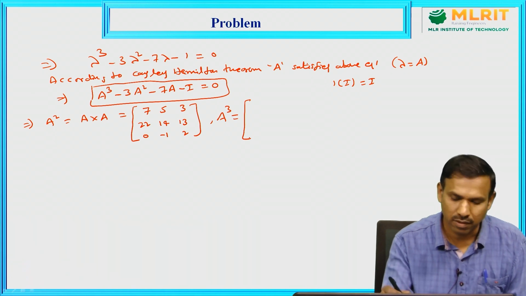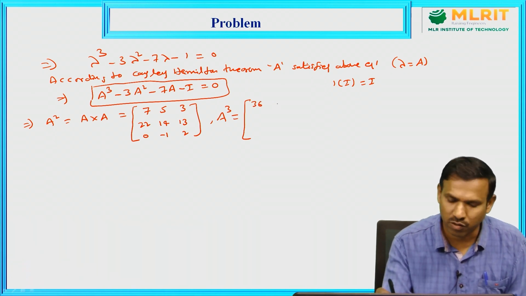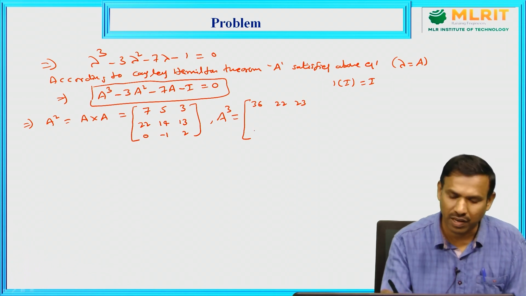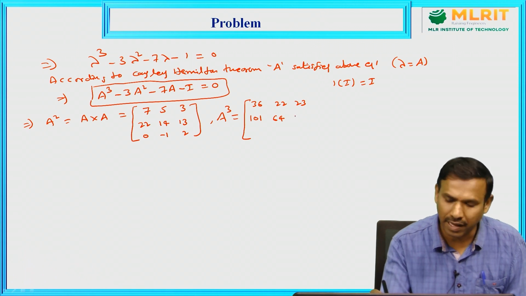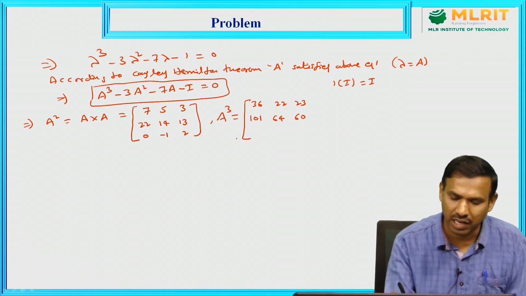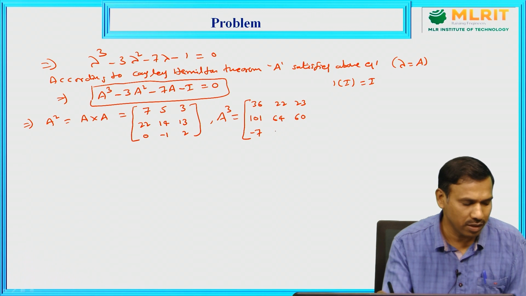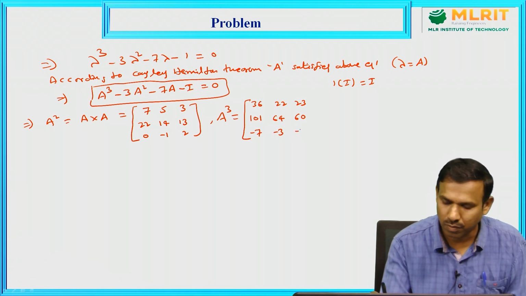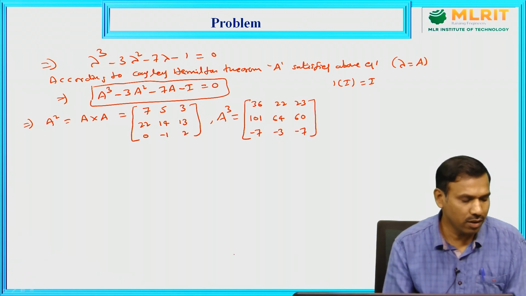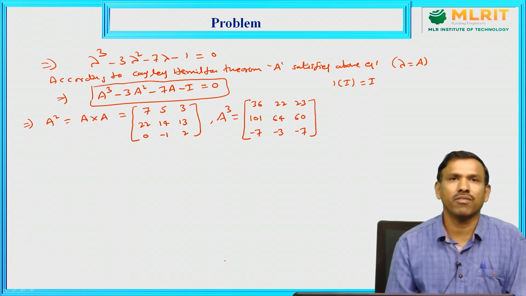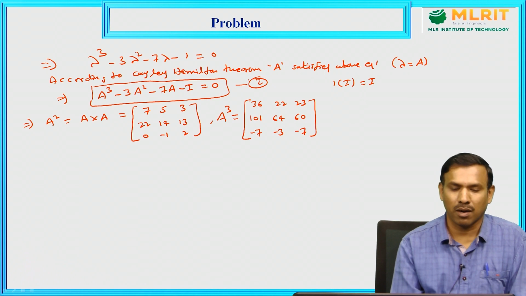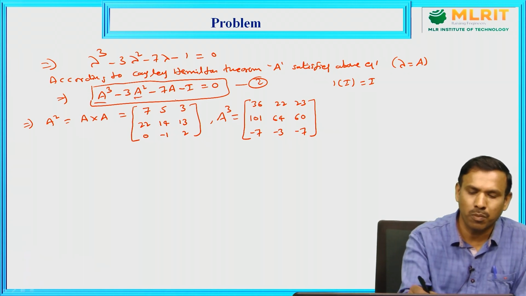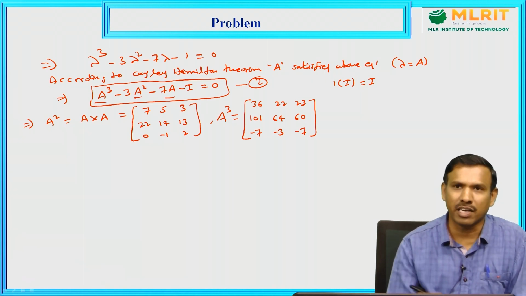Next, A cube value, that is A square into A, or A into A into A, that is 36. This is also a predetermined value I am writing. In the scientific calculator easily we can find powers of a matrix. Just enter mat A, and mat A into mat A into mat A, 3 times. If you multiply, you will get A cube in the scientific calculator, right? A cube value. Now substituting all these values in the above equation, we can verify whether it is a null matrix or not, because we need A square and A cube, and A is a given value, I is the identity matrix of 3 by 3.